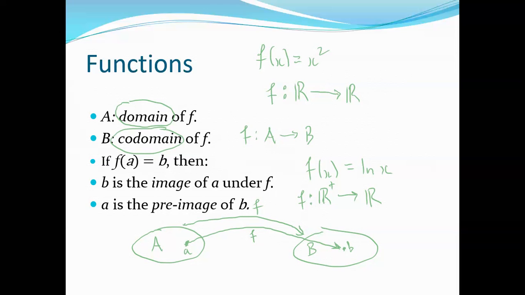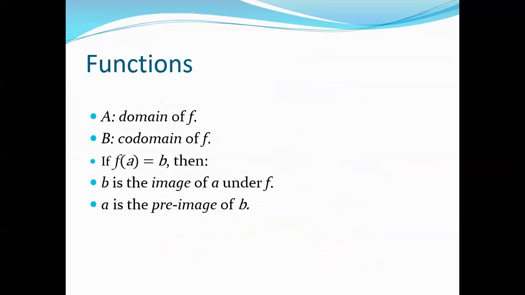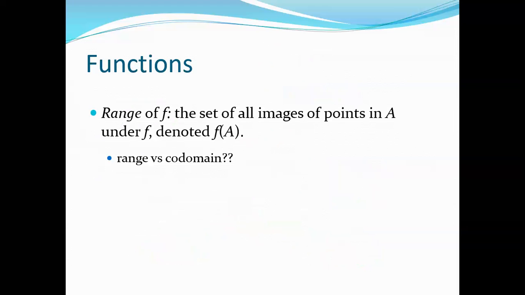So we have domain and codomain. Domain, the set of inputs; codomain, the place where the outputs live. We have image and we have preimage. These are terms that we're going to be using. Any questions so far?